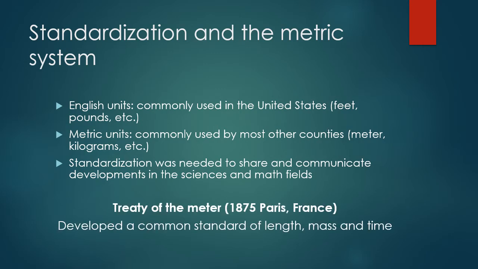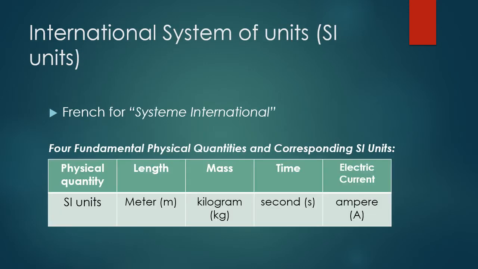So in 1875, in Paris, France, the Treaty of the Meter was signed, and this developed a common standard for length, mass, time, and the other physical quantities. Since the metric system was already in use in most other countries, it was the metric system that was adopted for this standardization. It's called the International System of Units, SI units for short.